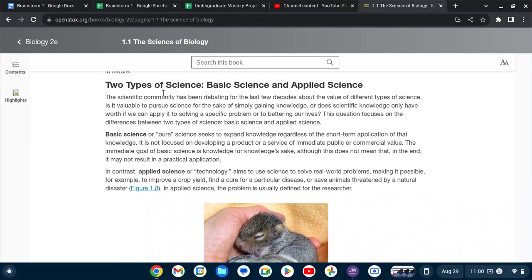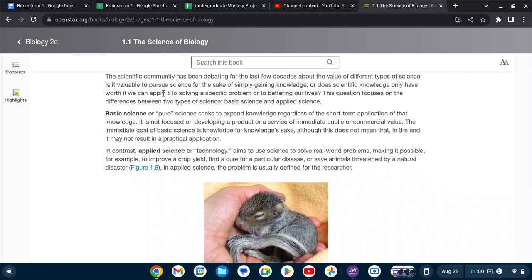Two types of science: basic science and applied science. The scientific community has been debating for the last few decades about the value of different types of science. Is it valuable to pursue science for the sake of simply gaining knowledge? Or does scientific knowledge only have worth if we can apply it to solving a specific problem or to bettering our lives? This question focuses on the differences between two types of science: basic science and applied science.